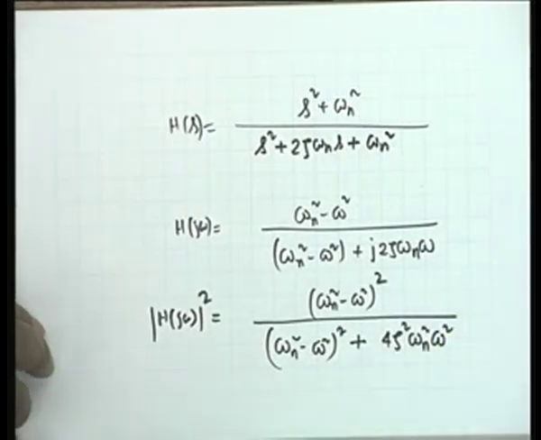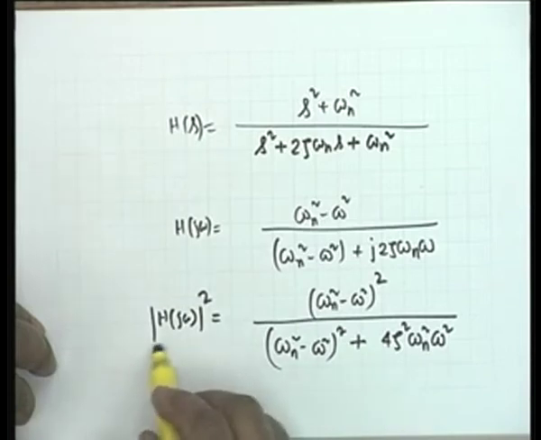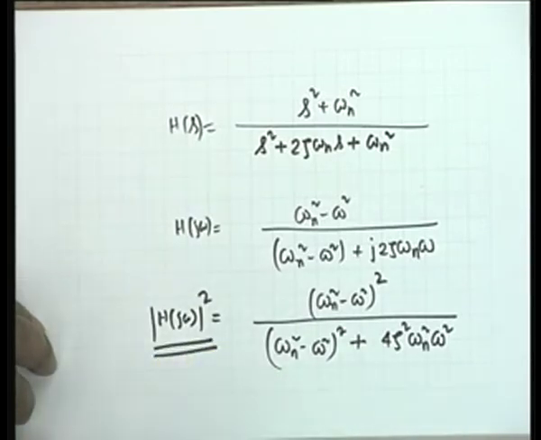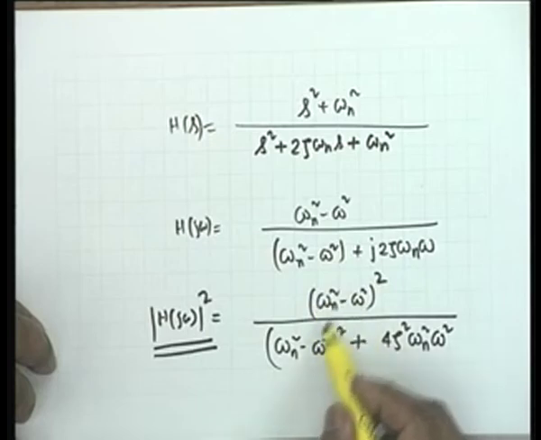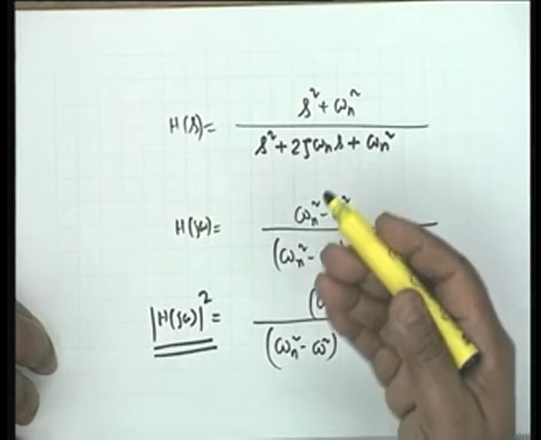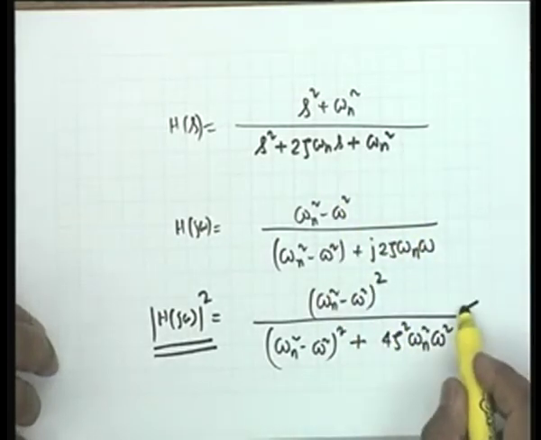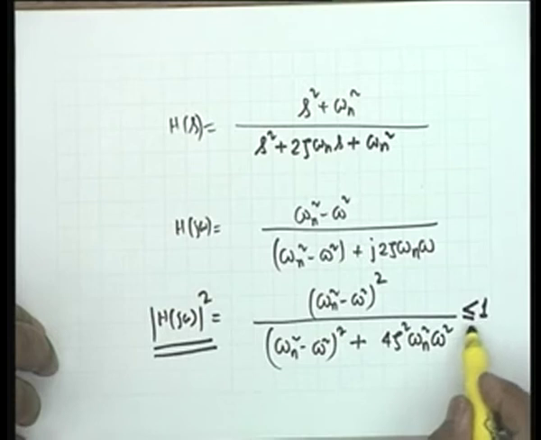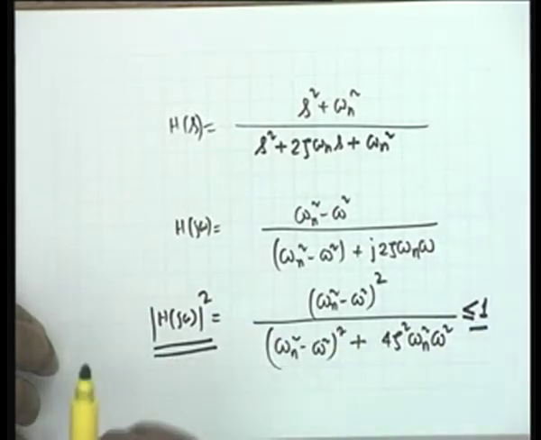And it doesn't take any special intelligence to observe that this magnitude cannot exceed unity, because the numerator is a whole square, it cannot be negative. The denominator is the sum of two whole squares, cannot be negative either, and this term is identical with this, so the denominator is always greater than or equal to the numerator. So this must be less than or equal to 1. In other words, the maximum possible value is 1.